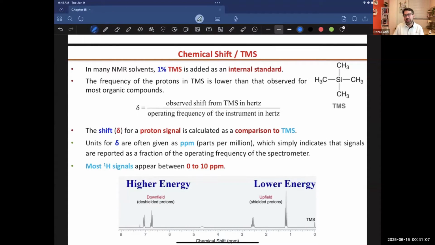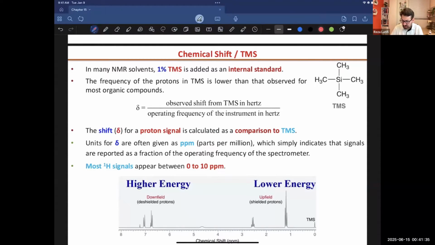Next, we take 1% of a compound that we call TMS. It's a silicon compound, and we add it to the solvent. We're going to use this one as an internal reference and refer the chemical shift to it. The silicon compound has 4 methyl groups, all of them identical.